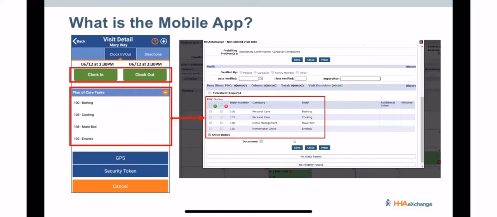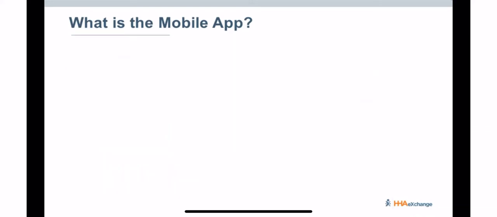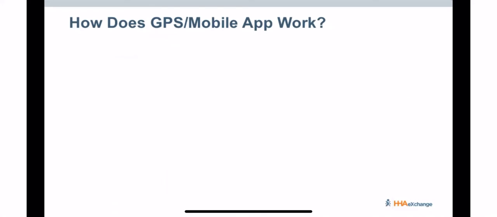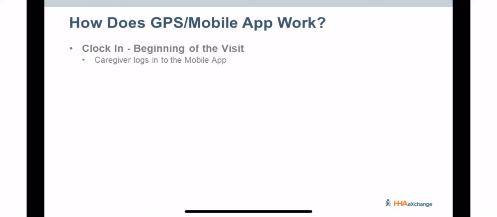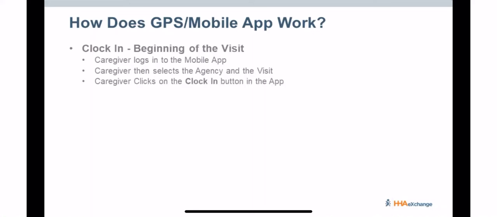So how does the GPS mobile app work? To clock in at the beginning of the visit, the caregiver logs into the mobile app. The caregiver then selects the agency, the current visit, and clicks on the Clock In button in the app. Then the caregiver selects GPS as the method of verification.